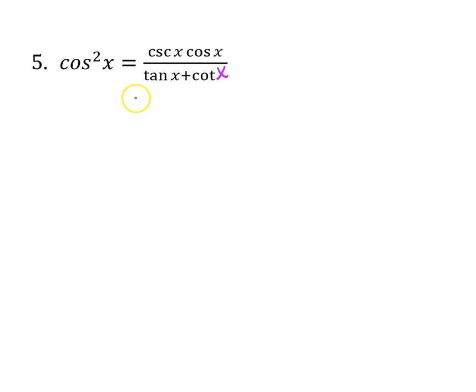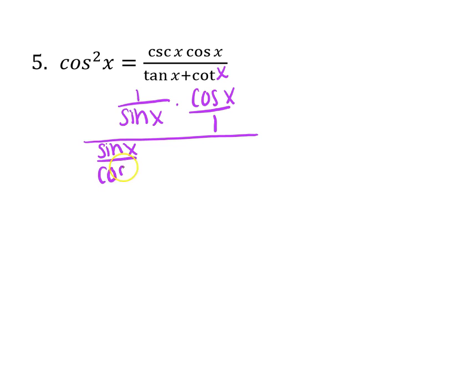So I've got, let's see, 1 over sine of x times cosine of x over 1, so I'll just leave it like that, all over tangent of x, which is sine of x over cosine of x, plus cotangent of x over sine of x. Remember, I'm trying to get to cosine squared of x somehow. Now, one of my rules is just perform the operations that it wants to do.